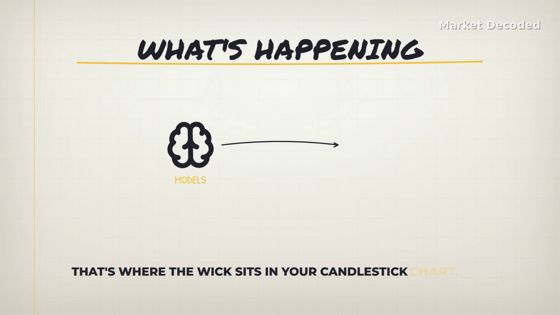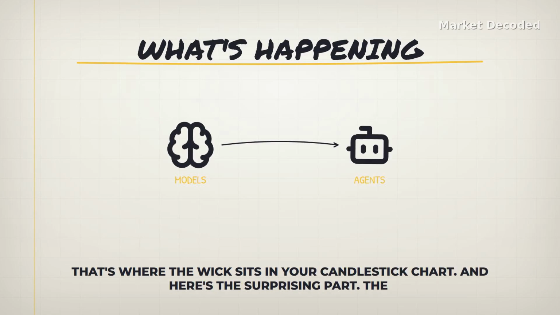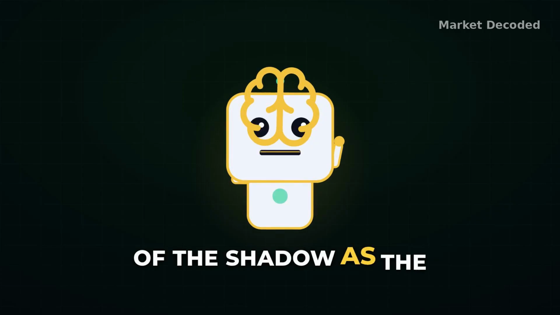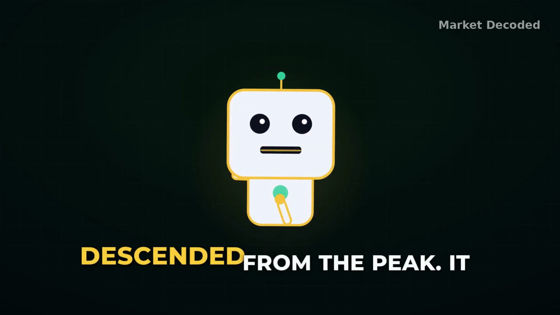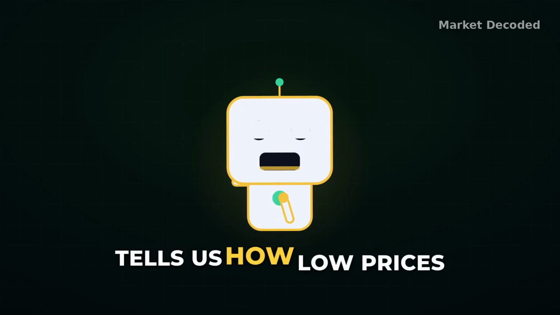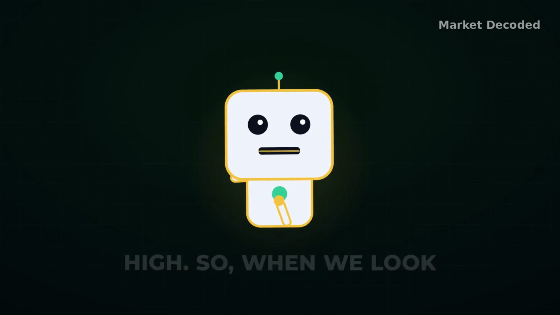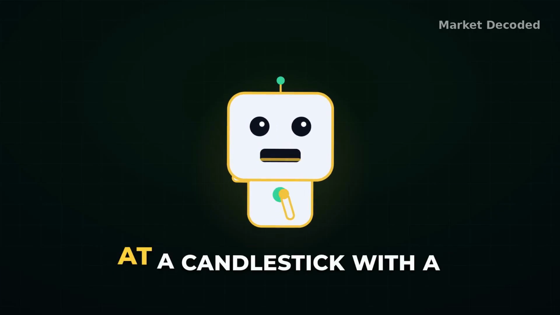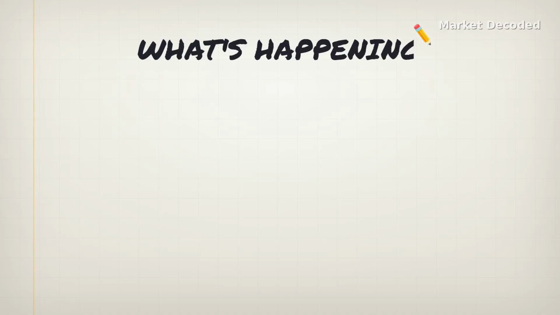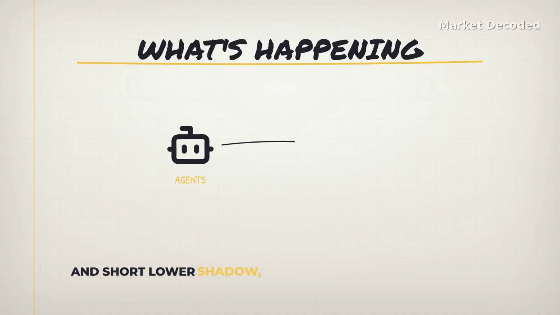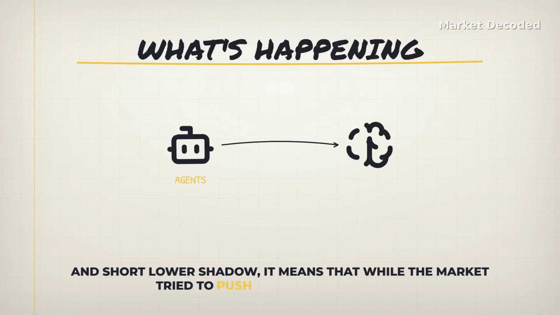And here's the surprising part. The shadow below shows the lowest price the asset hit during the session. Think of this shadow as the trail left behind after you descended from the peak. It tells us how low prices fell relative to the day's high. So, when we look at a candlestick with a long wick and short lower shadow, it means that while the market tried to push the price up really high, it couldn't hold on and dropped back down a lot.